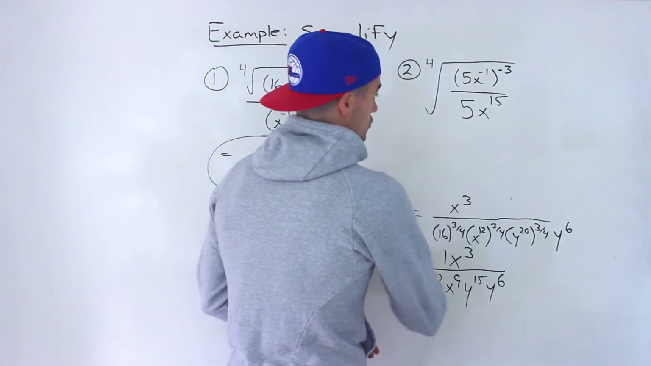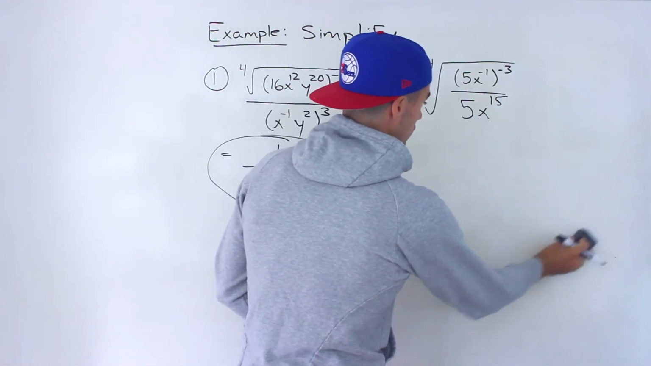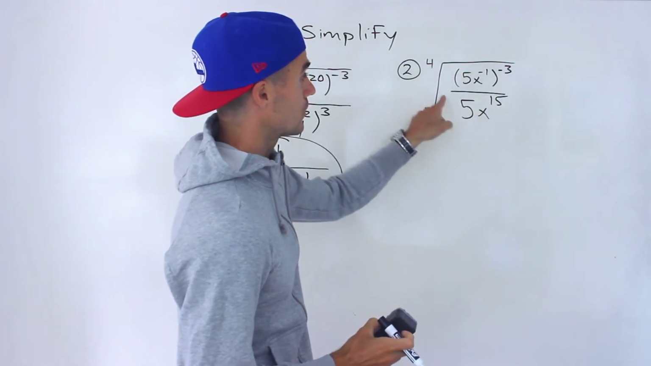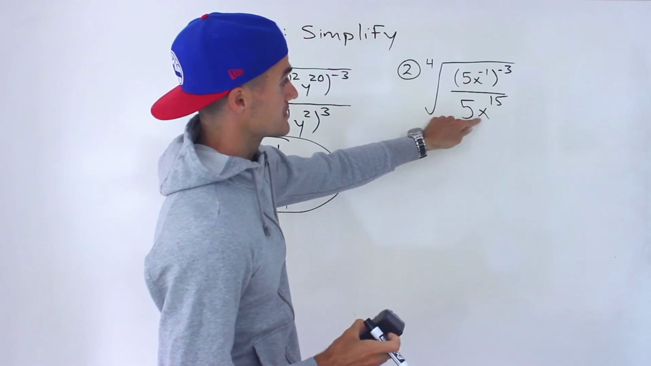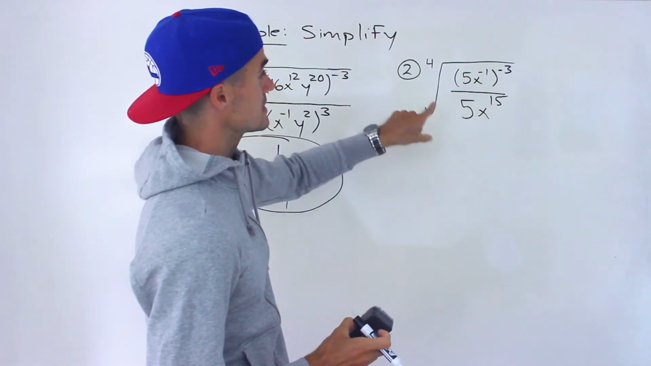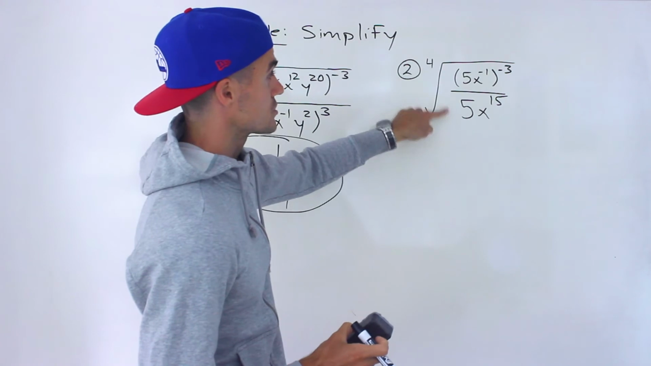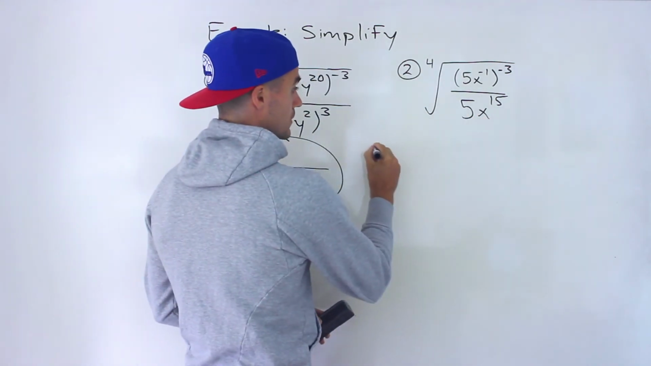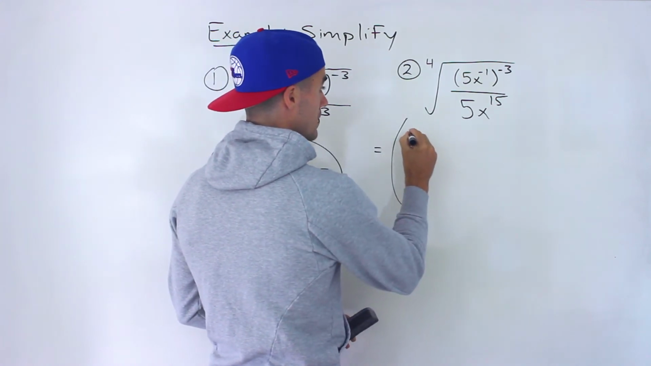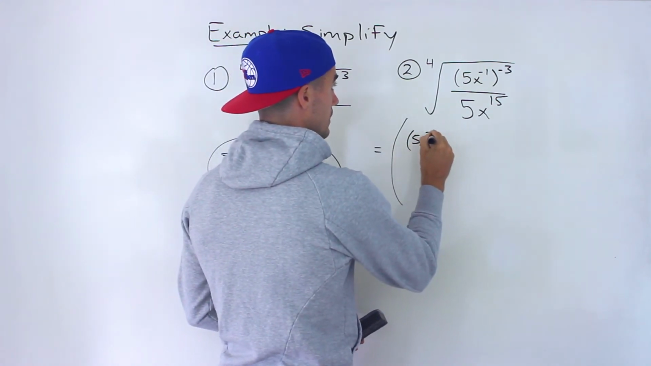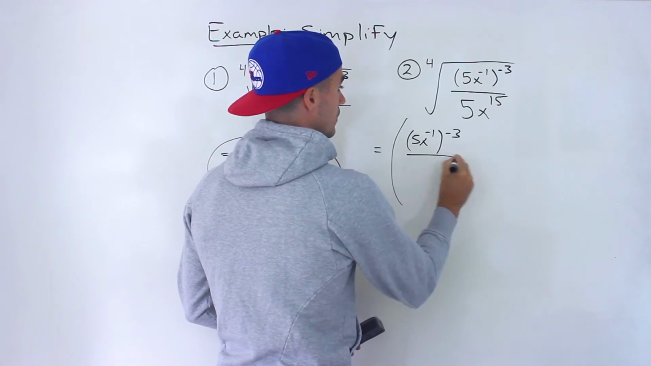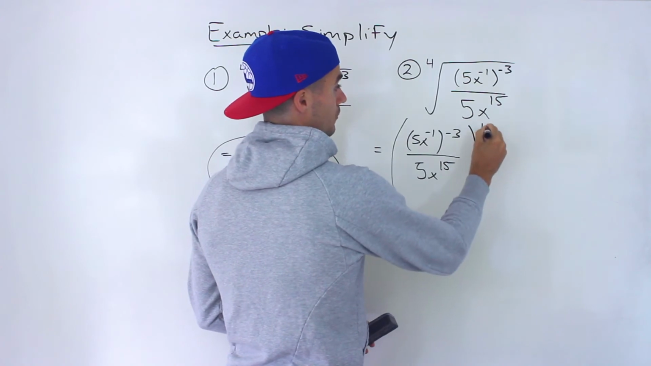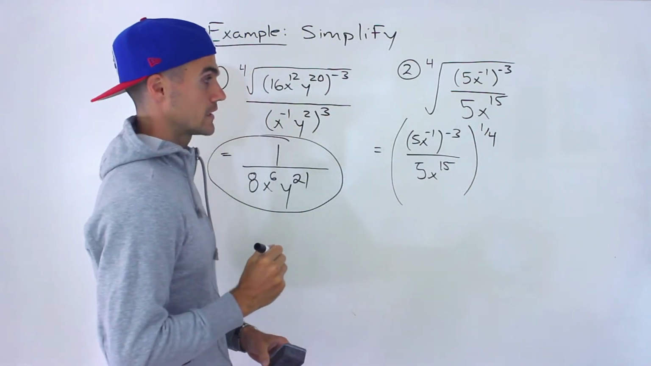Now moving on to number 2, we have the fourth root of 5x to the negative 1, that's all to the power of negative 3, all over 5x to the 15. So notice in this case, this whole rational expression is to the fourth root. Over here it was only the numerator. Here it's the whole thing. So what I'm going to do is rewrite all of this. So we'll have 5x to the negative 1 to the negative 3 over 5x to the 15. And that's going to be all to the power of 1 over 4 like that.